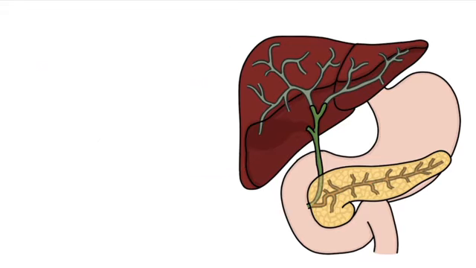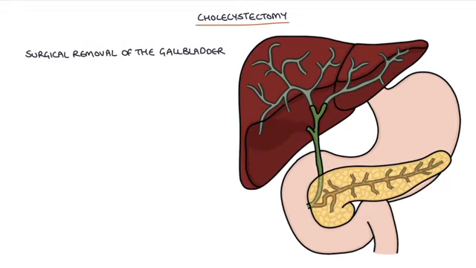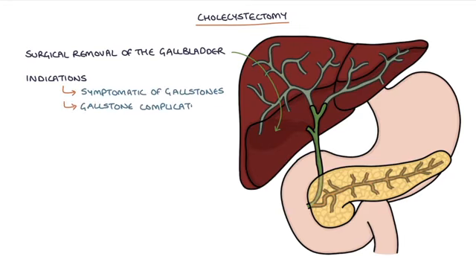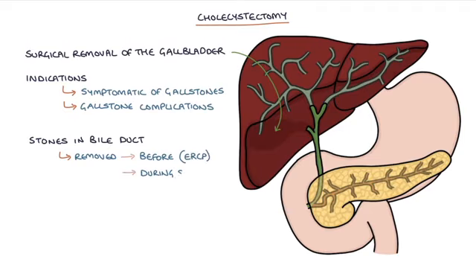Let's talk in more detail about cholecystectomy. A cholecystectomy involves the surgical removal of the gallbladder. This is indicated where patients are symptomatic of gallstones or the gallstones are leading to complications, such as acute cholecystitis. Stones that are in the bile duct can be removed either before the procedure by an ERCP or during surgery.